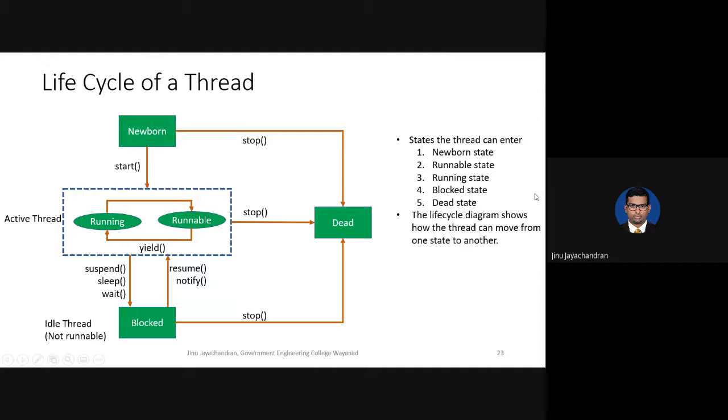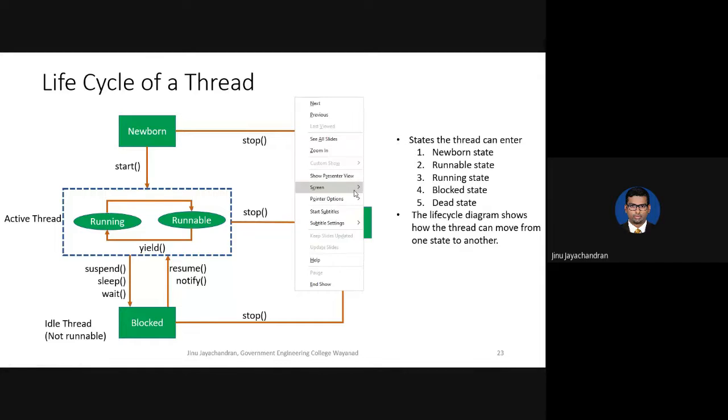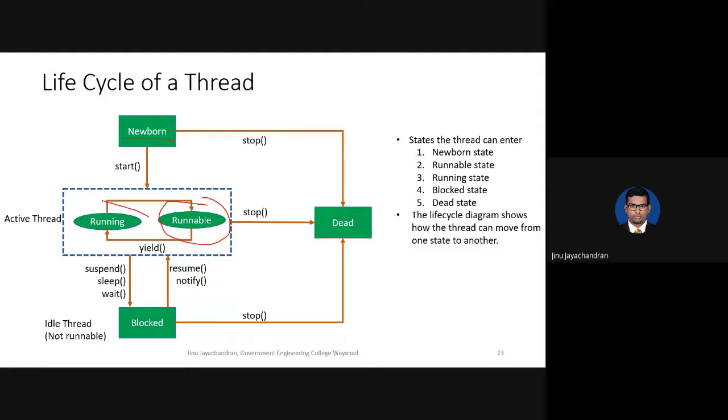So as you can see from the diagram, all these green blocks are actually the states of a thread. The first state is called the newborn state, and there's a state called runnable, a state called running, a state called blocked, and a state called dead. So these are the 5 states a thread can move into during its lifetime. Now we are going to see how each state can be switched, or how the thread can move from one state to another.